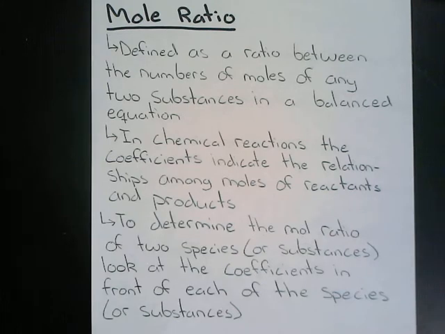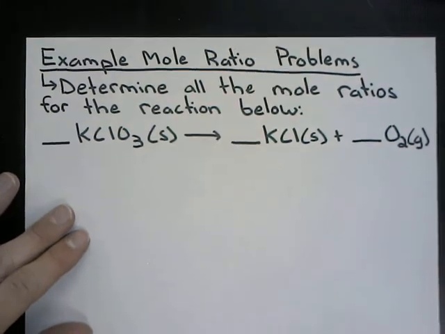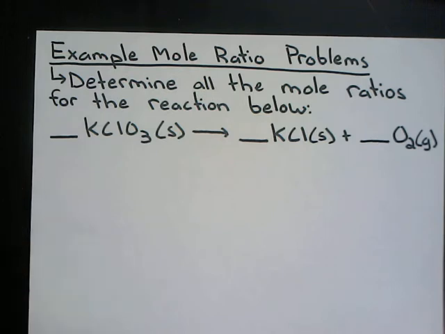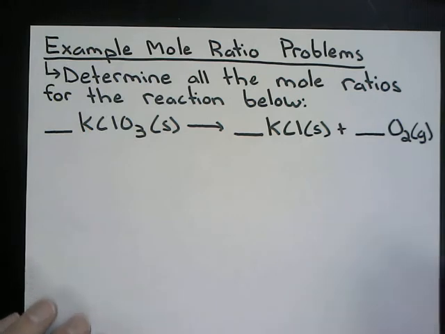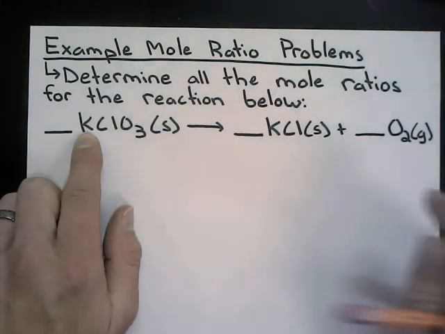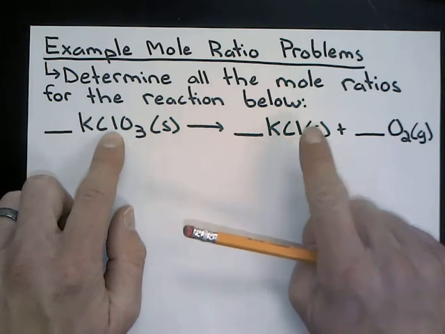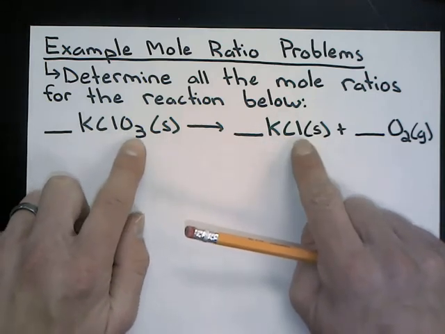All right, so let's try this out in an example where we're going to find these mole ratios. In this example, we have potassium chlorate decomposing into potassium chloride and oxygen. First thing that you should always do is balance the chemical equation. That should be the first thing from here on out. So what we have is this. We have 1 K on our left, 1 K on our right. They're balanced. 1 Cl on our left, 1 Cl on the right. They're balanced. And now we get to oxygen, all right?